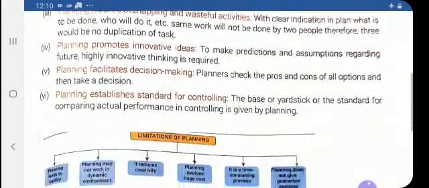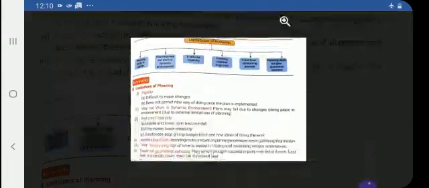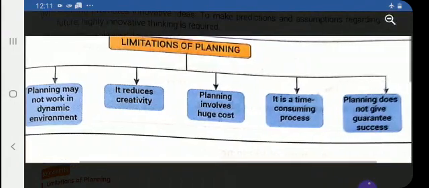Now move to the next topic. There are some limitations also, so it must be taken care of. Planning has some limitations, like it is listed here. First is planning leads to rigidity. Planning may not work in a dynamic environment. It reduces creativity. Planning involves huge cost.